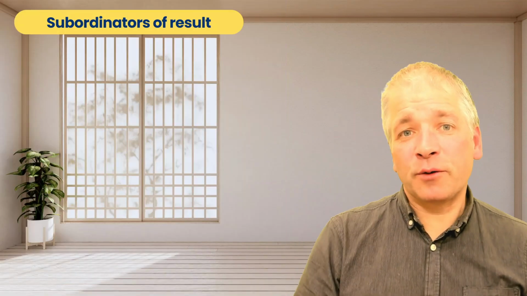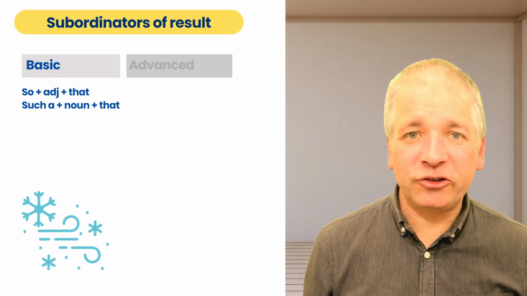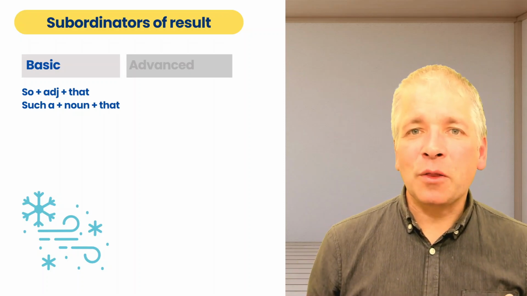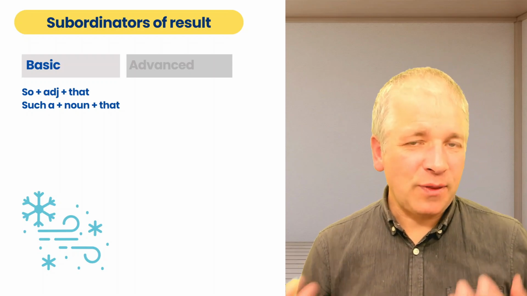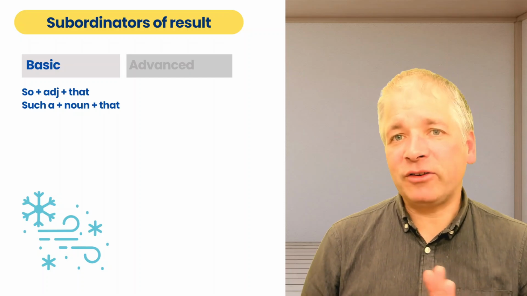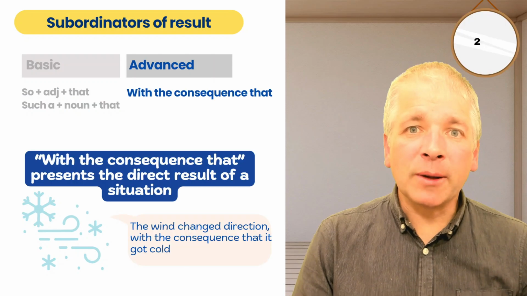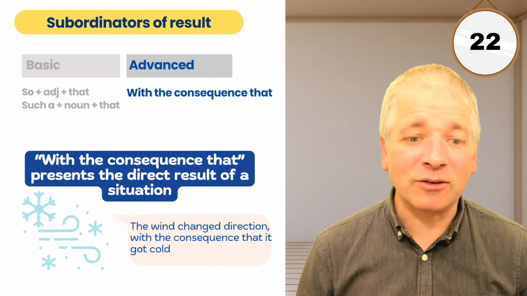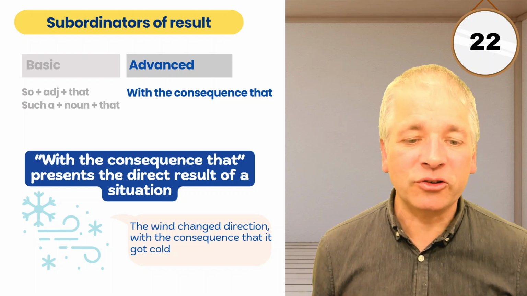Next, subordinators of result, which can include phrases with so and such. It was such a great day that everyone stayed to the end. So such a followed by a noun, and that can introduce a result. So with an adjective, and that can also introduce a clause, which is a subordinated clause. But there are other ways too, for example, with the consequence that, which presents the direct result of a situation.